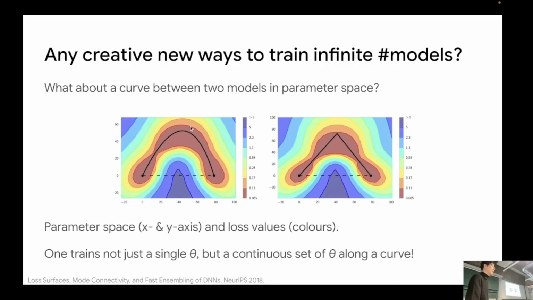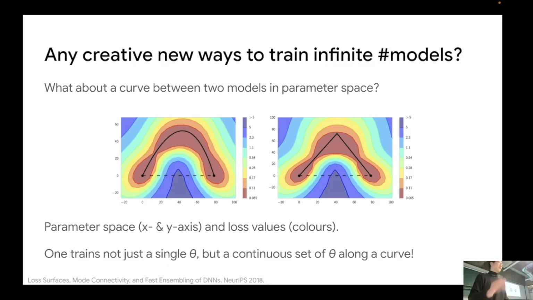Okay. Yes. How do you choose theta 1 and theta 2? You just train these with different initializations, and you end up with 2 different points, and that's it.